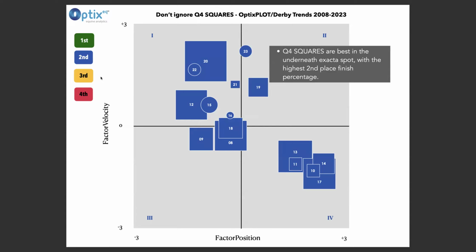In fact, going back to when I was talking about Country House, he would have finished second. He would have been another big price horse that finished second in the Kentucky Derby, if not for the disqualification of Maximum Security. Okay, so here we go.